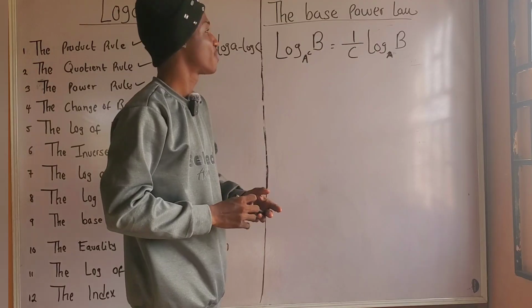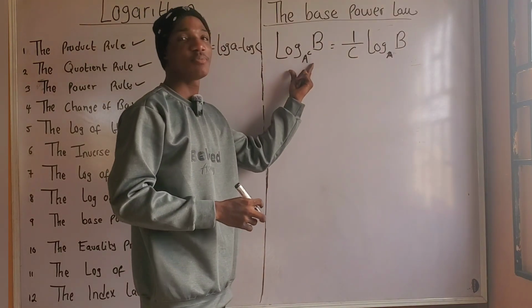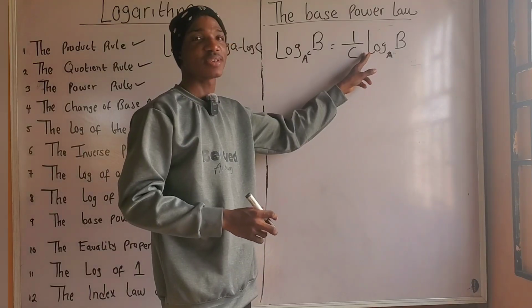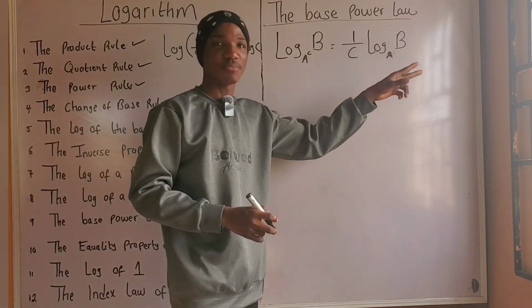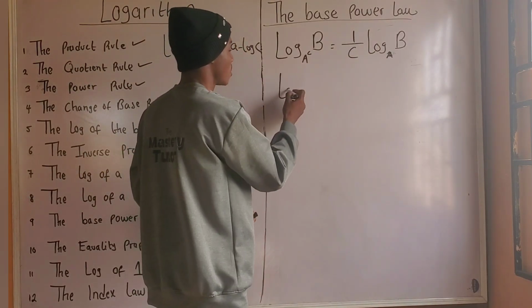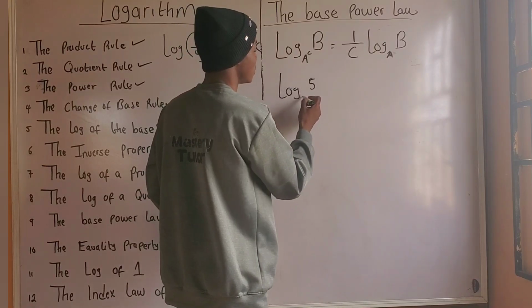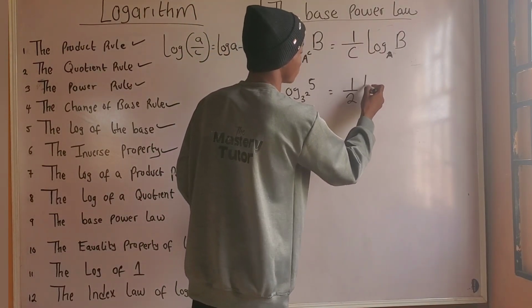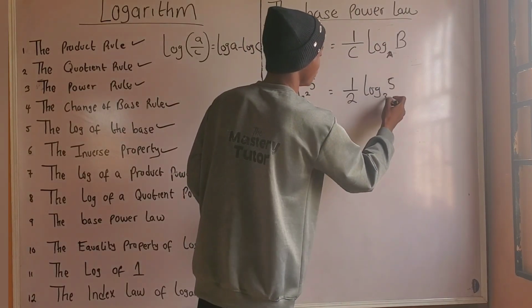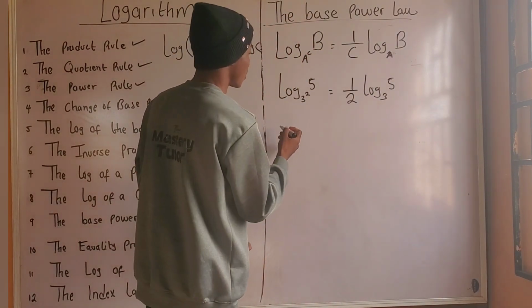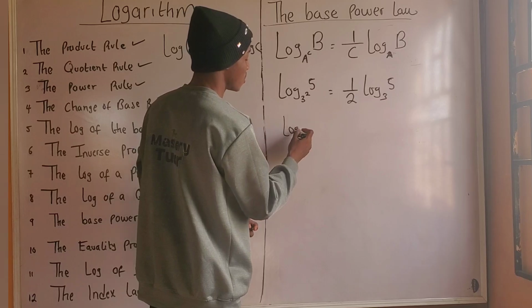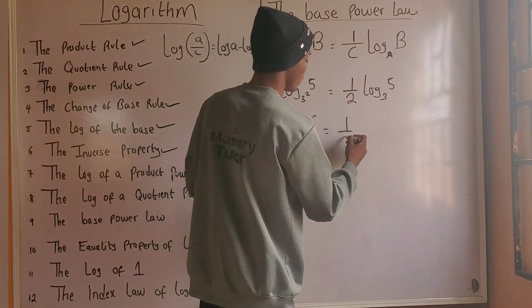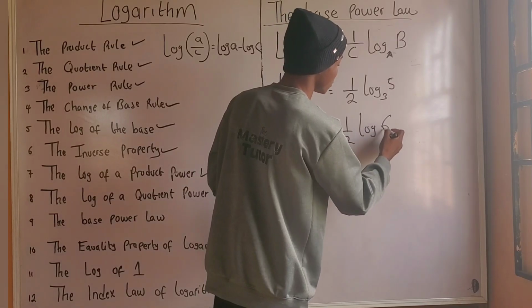Hello, it's simple. Anytime you have a logarithm whose base is raised to a power, the result will be the inverse of the base multiplied by the logarithm. So let's say you have log 5 base 3 raised to the power of 2. This will be equal to 1 over 2 multiplied by log 5 base 3. Do you get it? Okay, another one. Let's say you have log 6 base 7 raised to the power of 2. This will be equal to 1 over 2 multiplied by log 6 base 7.